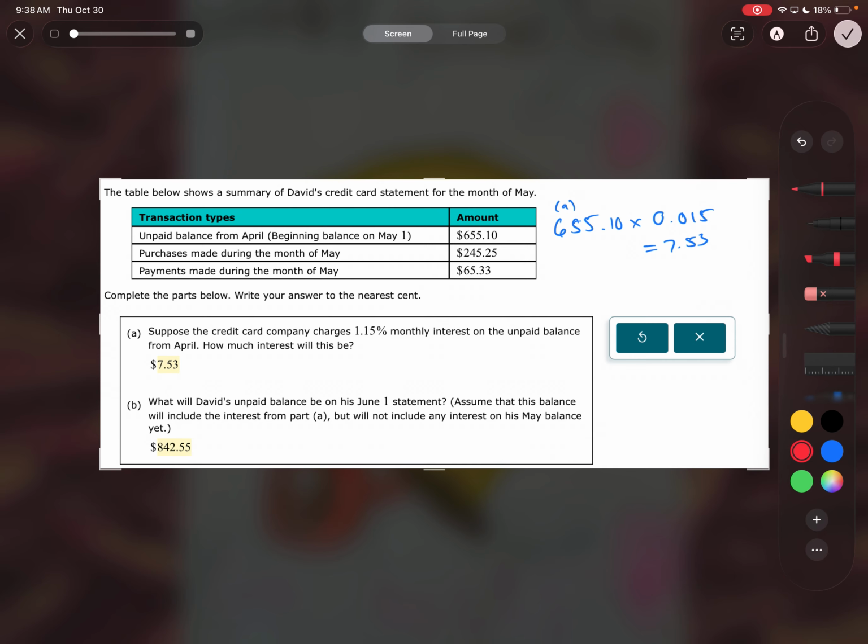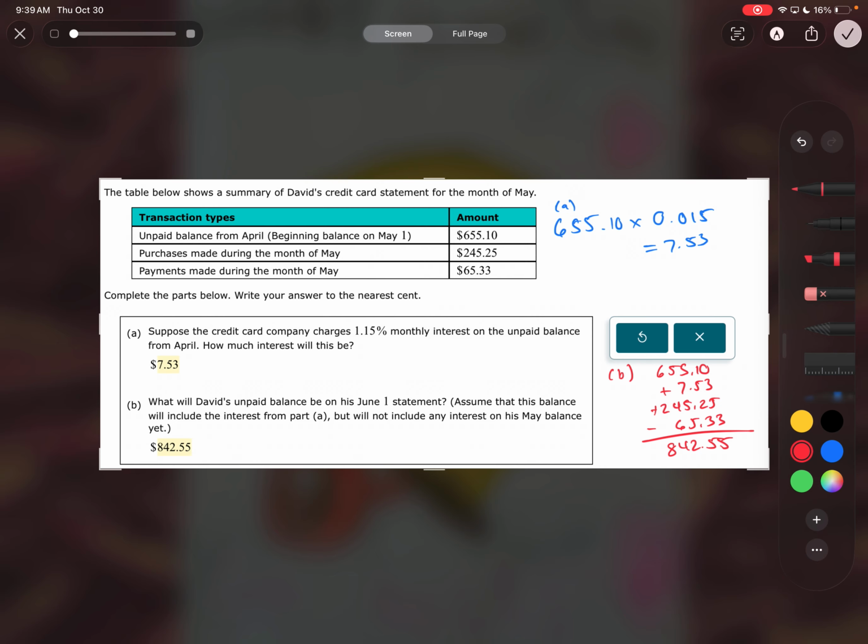For part B, it says, what will David's unpaid balance be on the June 1 statement? Okay, so for part B, we started with 655.10. We add the interest, 7.53. Then we add the purchases, but then we're going to subtract any payments made. Okay, and that would give us the 842.